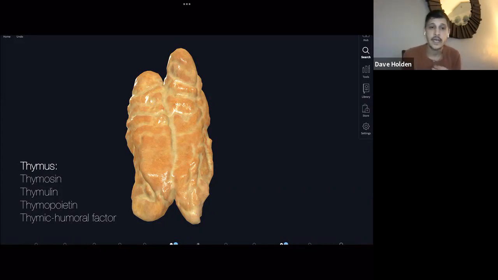And when it's functioning, when you're younger, the thymus is an immune organ mainly. So you have thymosin, thymulin, thymopoietin, thymic humoral factor, lots of really fun things that this produces, most of which are involved in kind of getting your immune system up and running through childhood and adolescence. And then the thymus becomes less and less functional as we age.